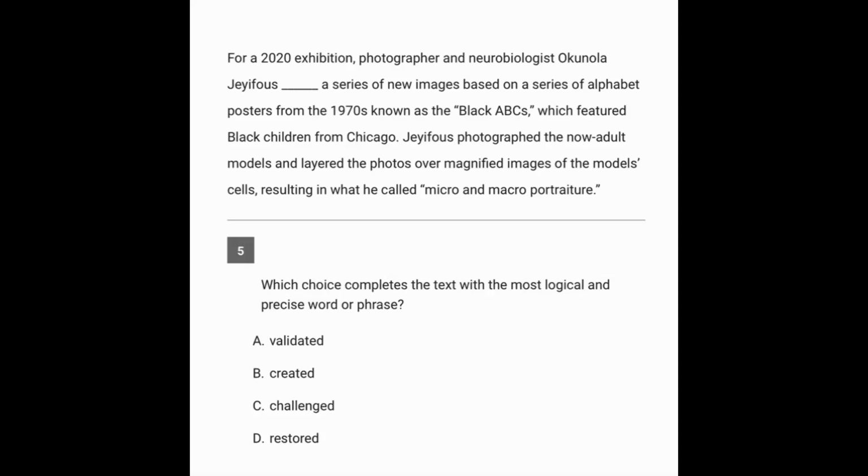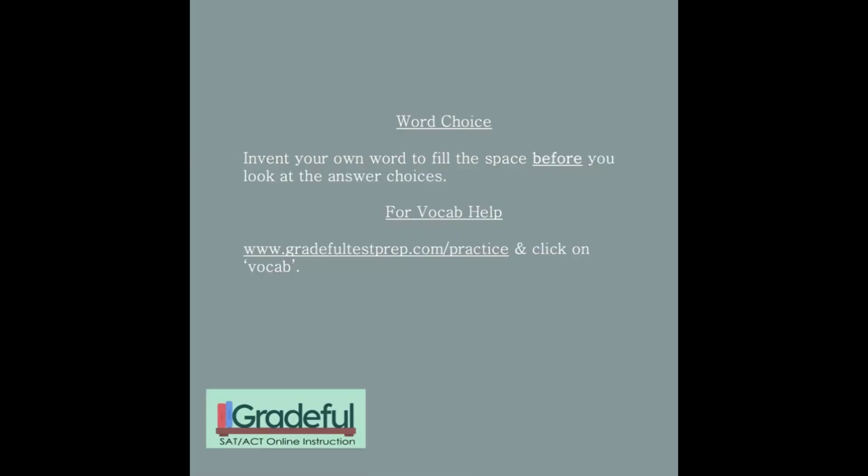Now going over to question number 5, here we have another vocab or word choice question where you want to invent your own word to fill the space before you look at the answer choices.